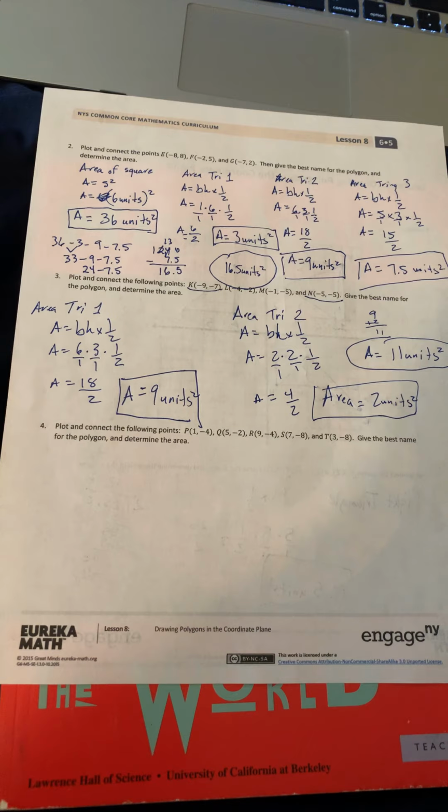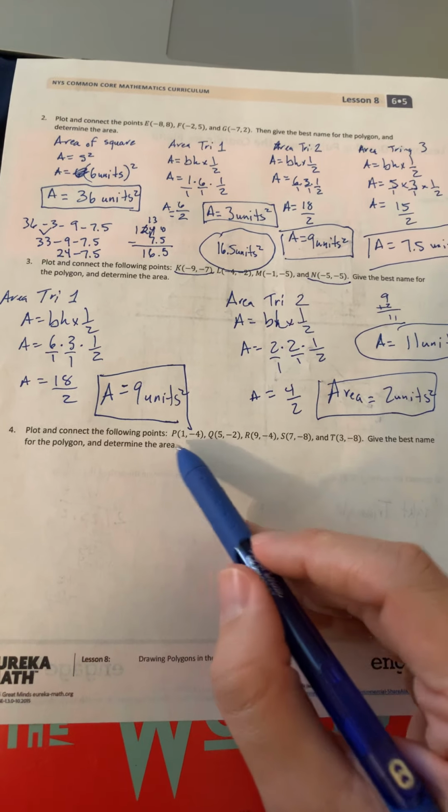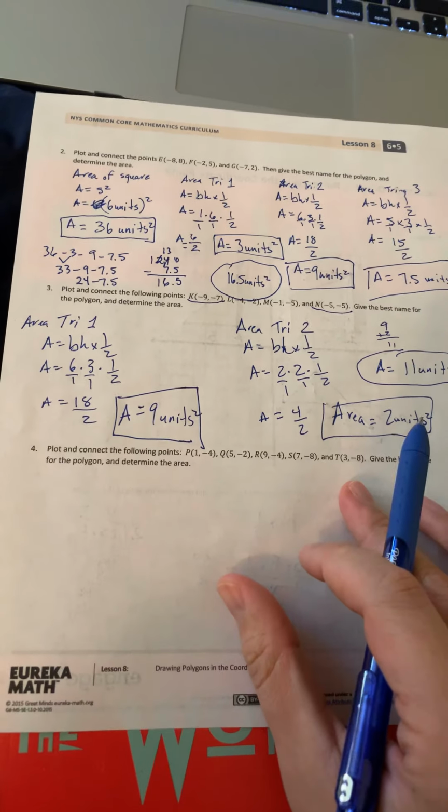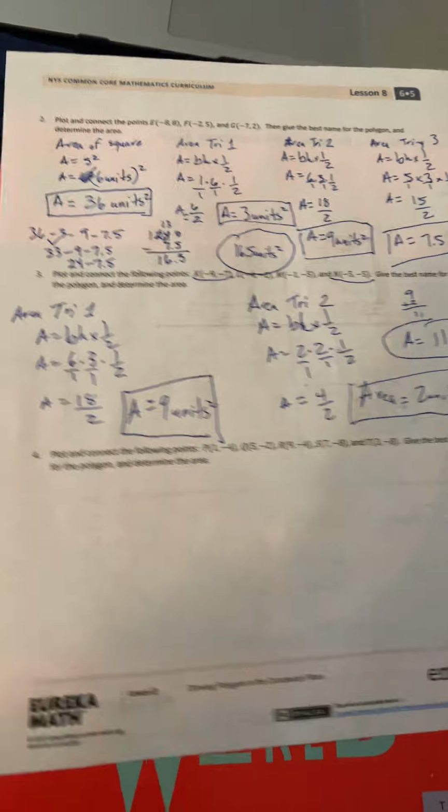Now I'm gonna go to problem 4. I'm gonna do the same thing. Plot the points, name them, find the area. So I have 1, 2, 3, 4, 5. Now I have, so they keep adding a point. So now let's see.